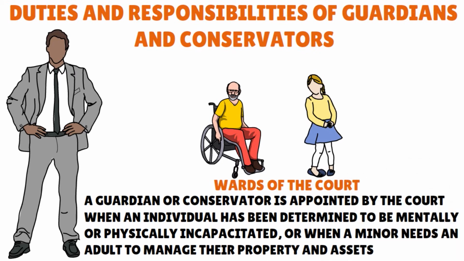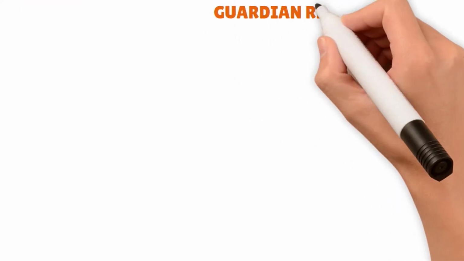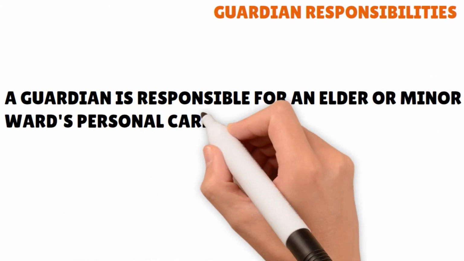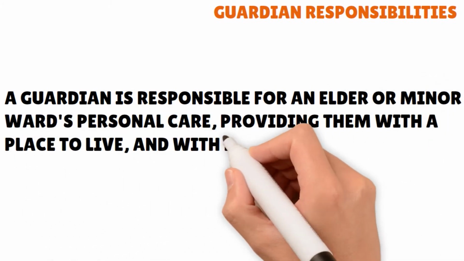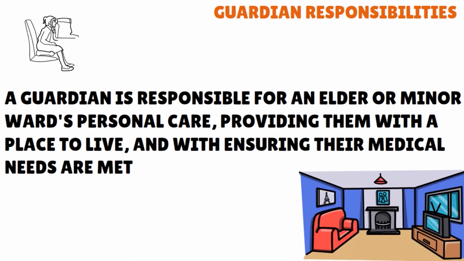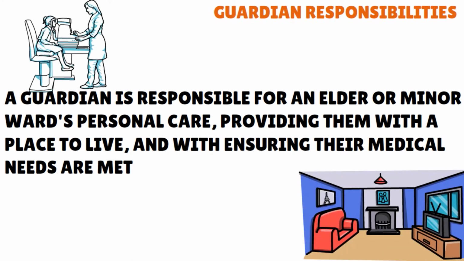The duties of guardians and conservators can overlap, and sometimes the same person can be appointed to both roles, but they're very different. Let's talk about guardian responsibilities. A guardian is responsible for an elder or a minor ward's personal care, providing them with a place to live and ensuring their medical needs are met. Guardians make sure that their ward has a place to live, such as the guardian's home with a caretaker or in an assisted living or a full care facility.